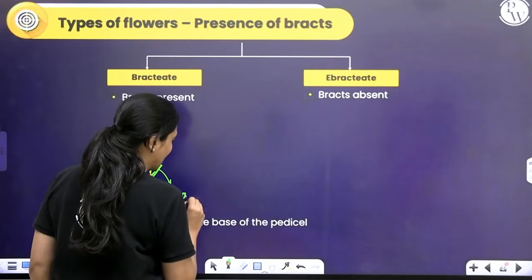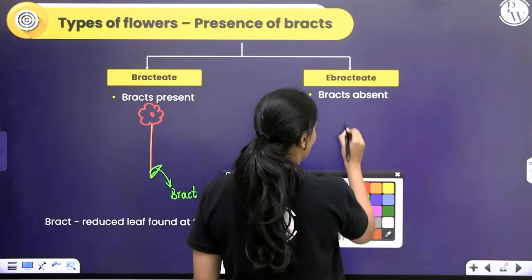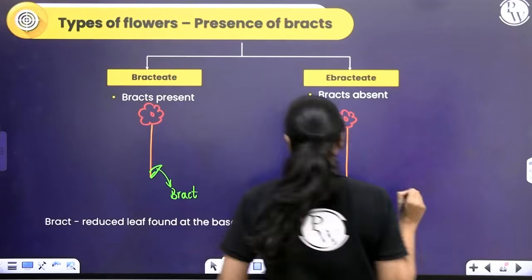If a bract is present, such a flower is said to be bracteate. If a bract is absent, we call such flowers ebracteate.